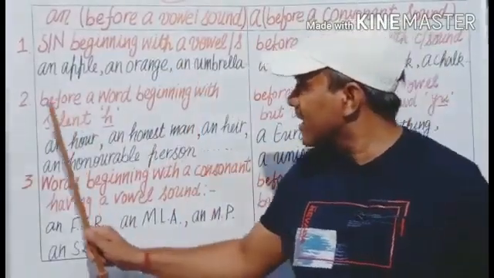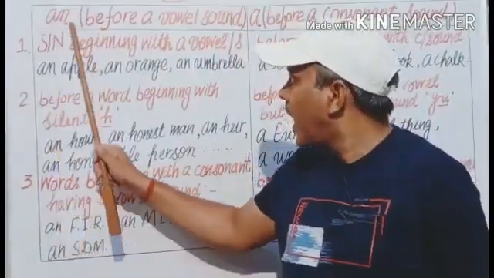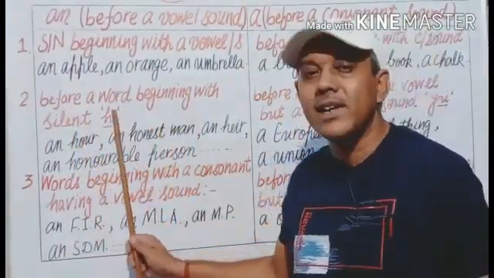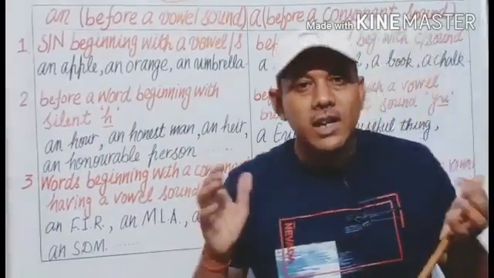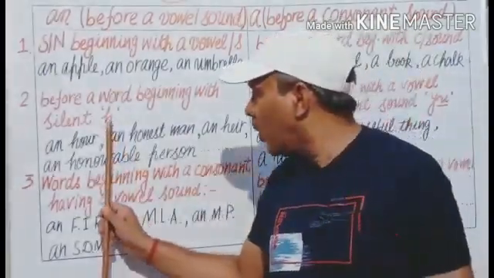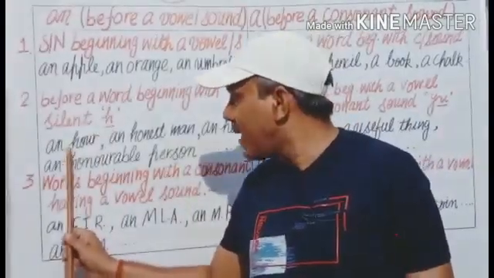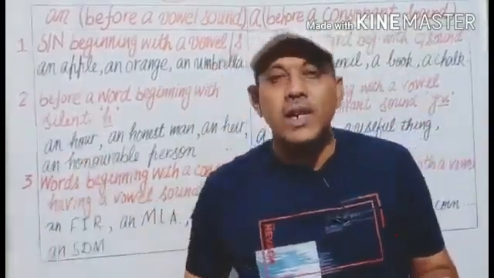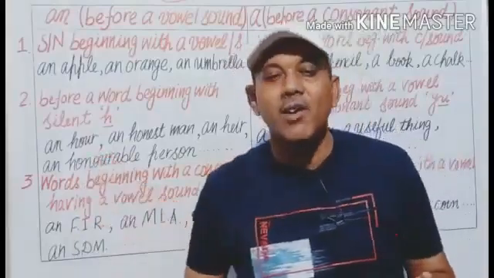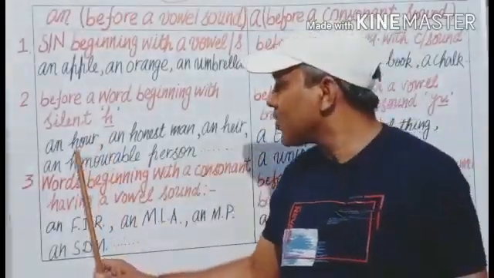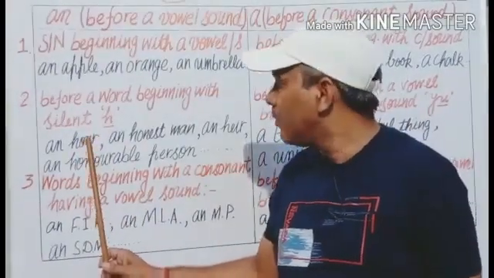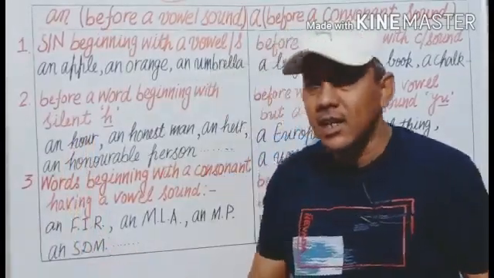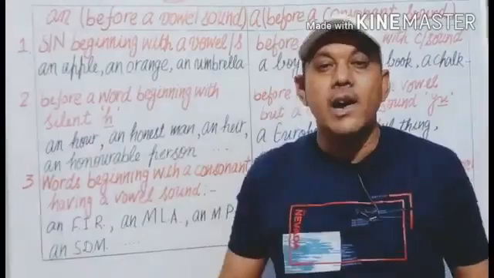And now let us take the second example. Article AN is used before a word beginning with a silent H. Most of the words in English which start with H, in those words H is usually silent and they begin with a vowel sound. For example, hour. In this word hour, H is silent, so it is pronounced as our, not hour with an H.